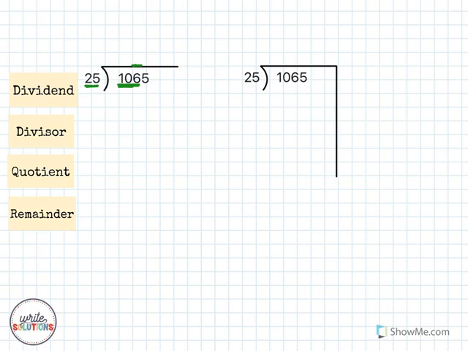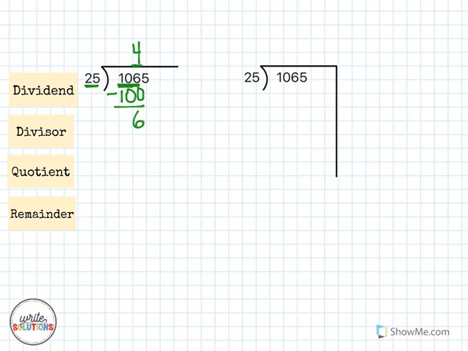So we're going to estimate how many groups of 25 we can pull out of 106. Well, I know how to count by 25s because I think of quarters. So 25, 50, 75, 100. I can pull 4 groups of 25 out of 106. Next, we multiply the 4 by this 25, our divisor, and we're going to record the answer right under the 106. So 4 times 25 is 100. And now we're going to subtract. 106 minus 100 is 6.